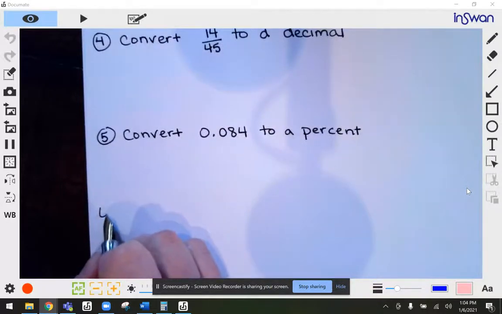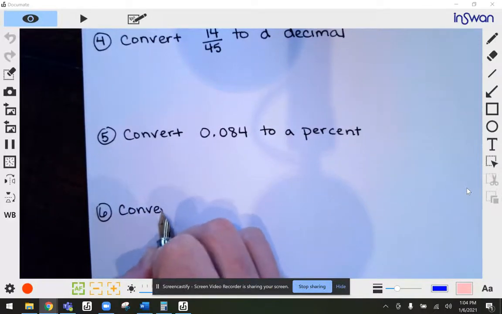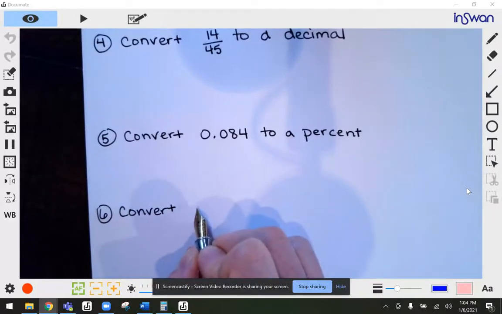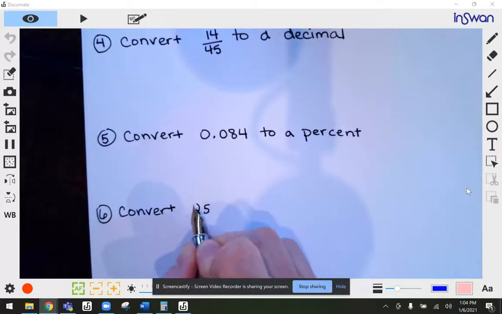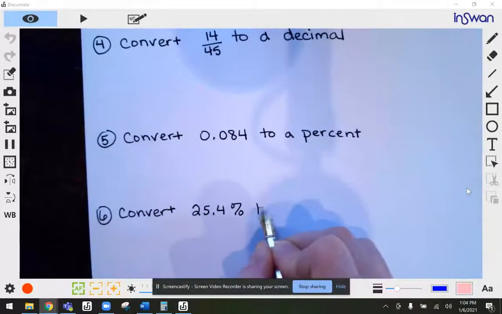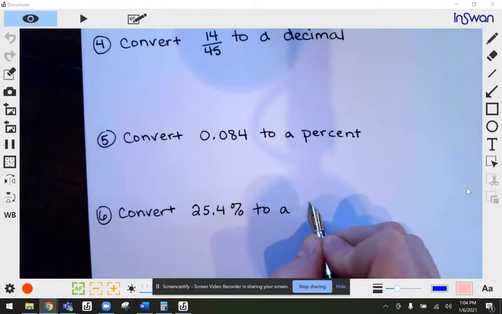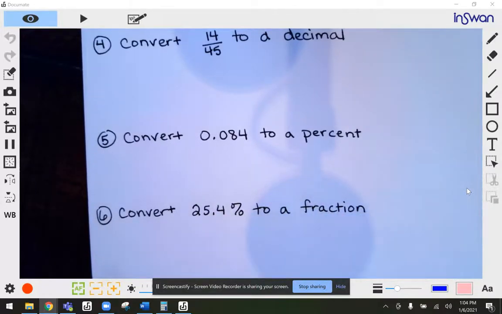And finally, number 6 is to convert, oops, did I mess up? There, it's on the other page. All right, convert 25.4% to a fraction. All right, guys, pause the video here, try them, and then we'll come back and go over them together.